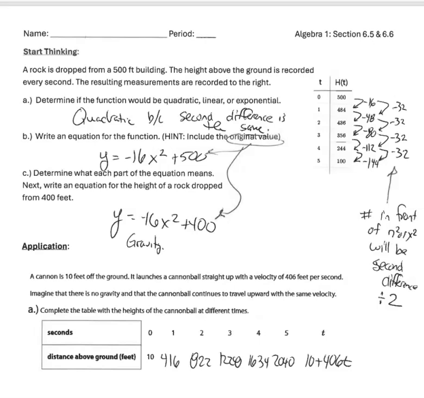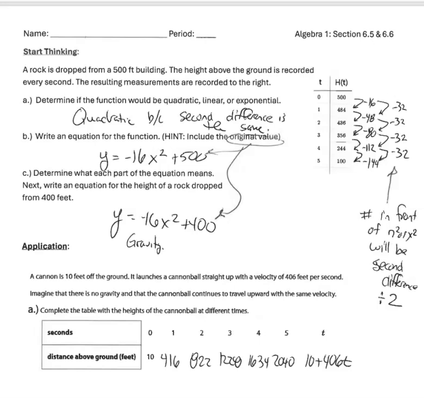Alrighty, we are continuing our study of quadratics. The start thinking part is tying in quadratics with the real world. It says a rock is dropped from a 500-foot building. The height above the ground is recorded every second. The resulting measures are recorded to the right. So you have this table over here, and it says determine if it is quadratic, linear, or exponential.